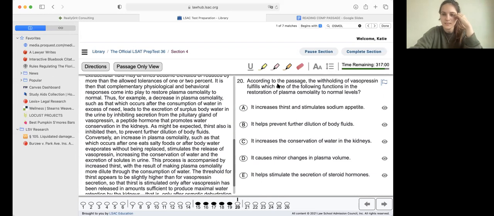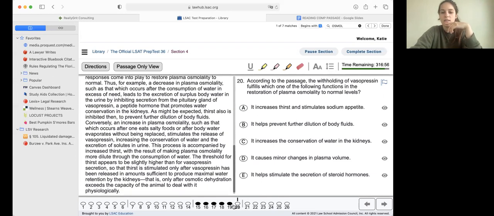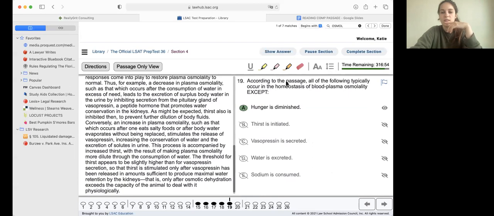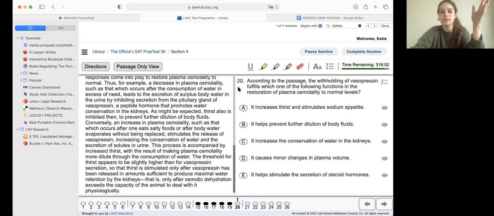Okay, according to the passage, another one. And oftentimes with science passages, they are going to give you more of these freebies because they know the vocabulary makes finding it so scary that it's like equal difficulty. Okay, according to the passage, the withholding of vasopressin.